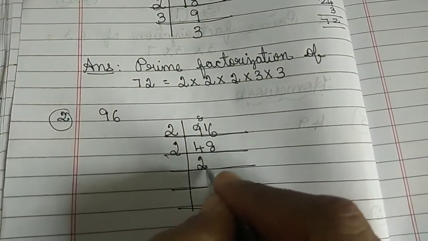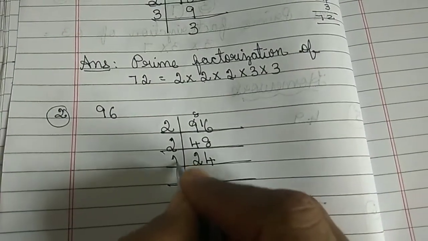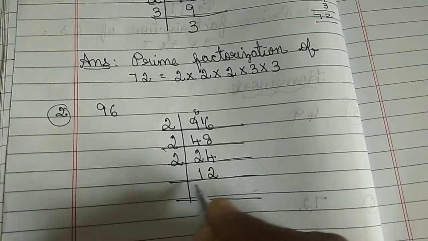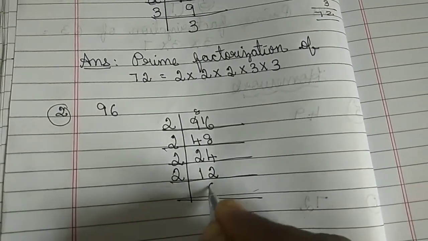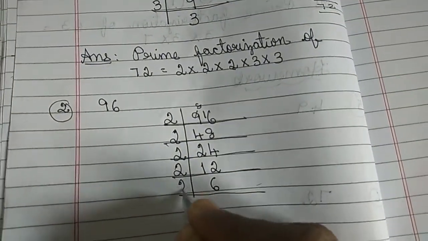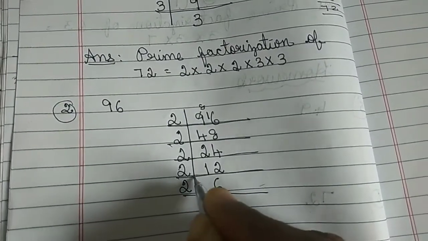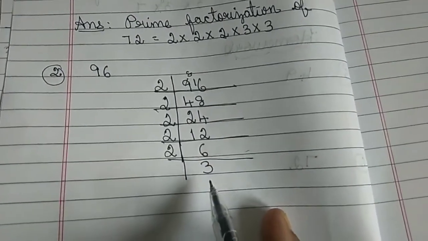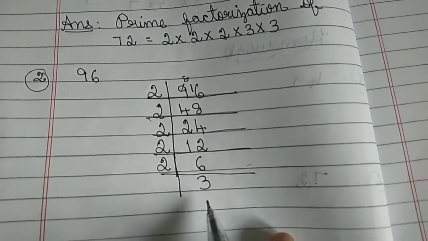2 2s are 4. 4 2s are 8. Again two table. What will come, children? 1 2 is 2. 2 2s are 4. Again two table. 6 2s are 12. Again two table. 3 2s are 6. See, till the last you can't multiply. You have to do till the last. So now you can't multiply.